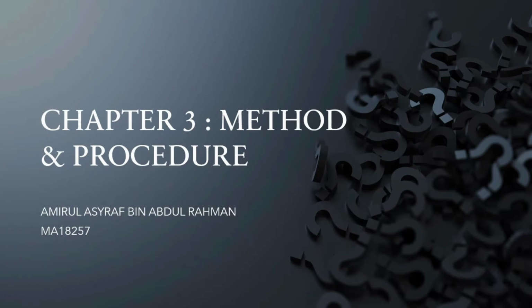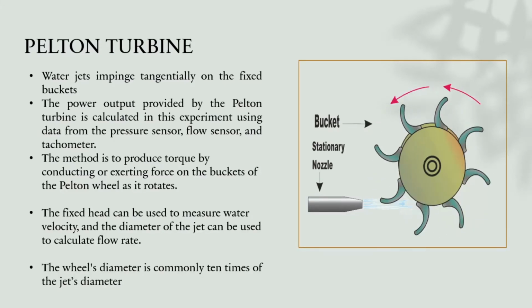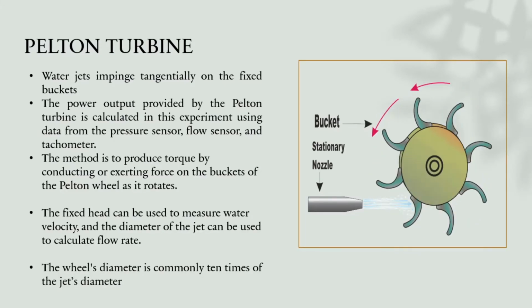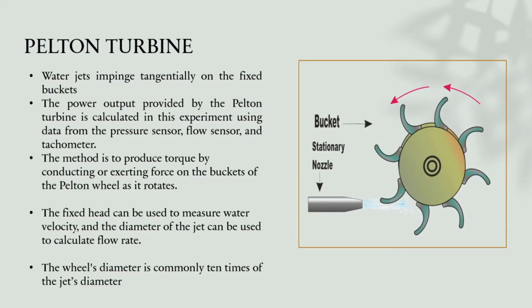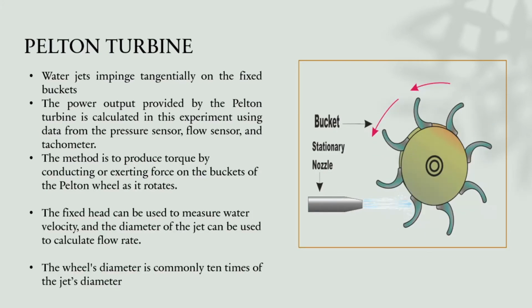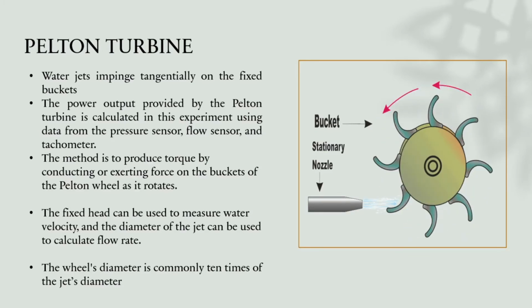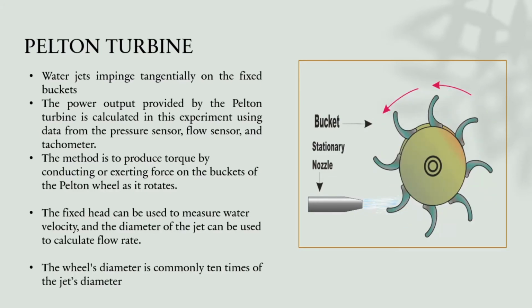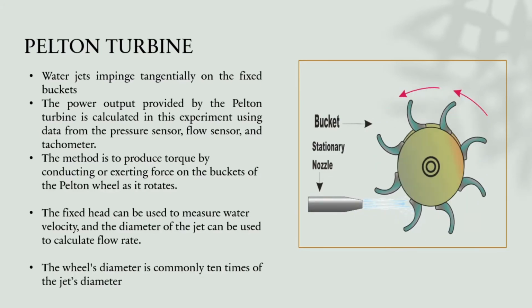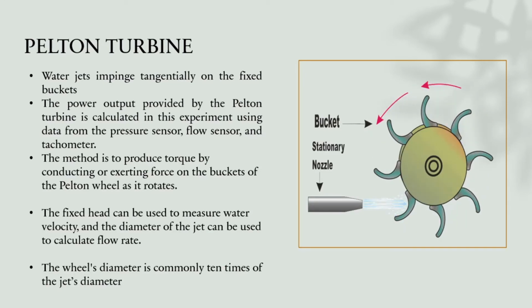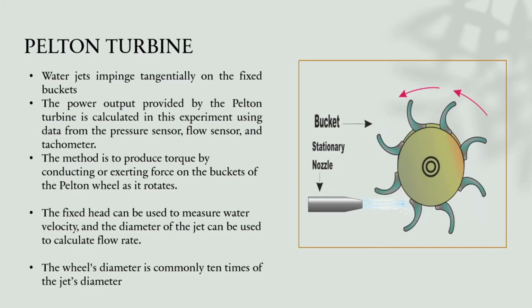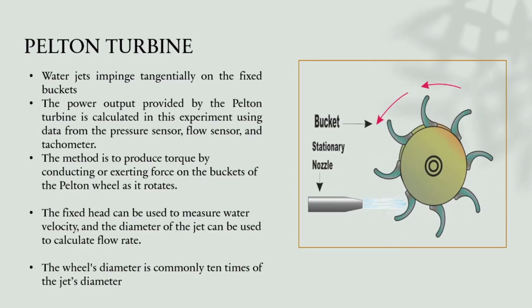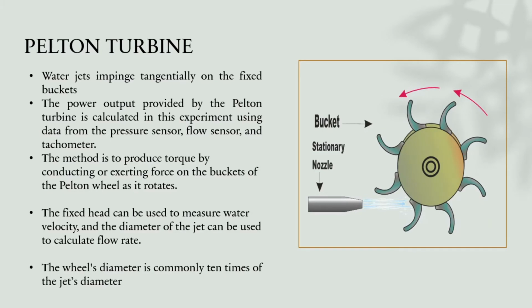I will continue on chapter 3 of the experiment, which is method and procedure. As you can see in the diagram, the water jets impinge tangentially on the fixed bucket. The power output provided by the Pelton turbine is calculated in this experiment using data from the pressure sensor, flow sensor and tachometer. The method is to produce torque by exerting force on the buckets of the Pelton wheel as it rotates. The fixed head can be used to measure water velocity, and the diameter of the jet can be used to calculate the flow rate.